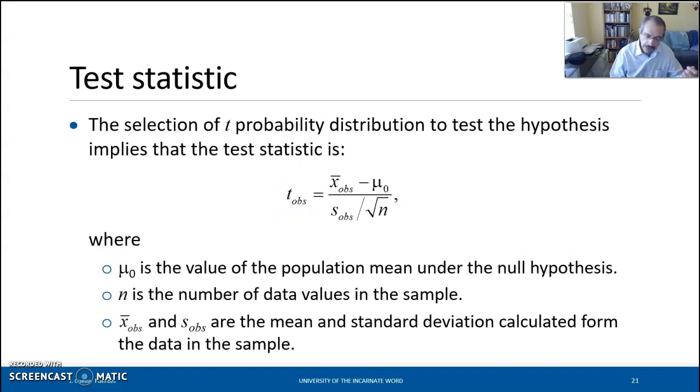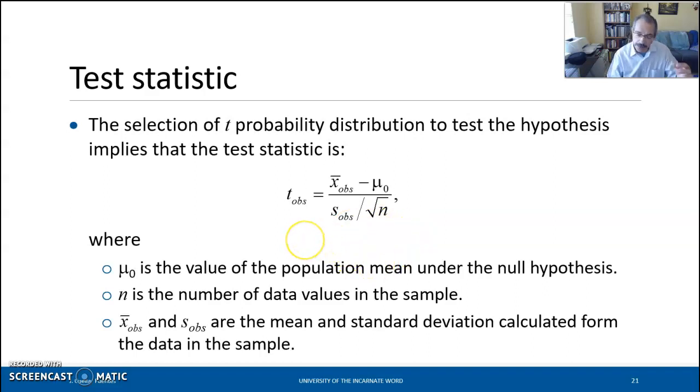If these three conditions are met, then we are correct in using this probability distribution. When we select the t distribution, we know that we will use this test statistic. We call it the observed value of the test statistic, or the calculated value of the test statistic, and we use OBS to designate that this is a calculated value. So x bar OBS is the observed sample mean. Mu sub 0 is the value of the population mean under the null hypothesis.